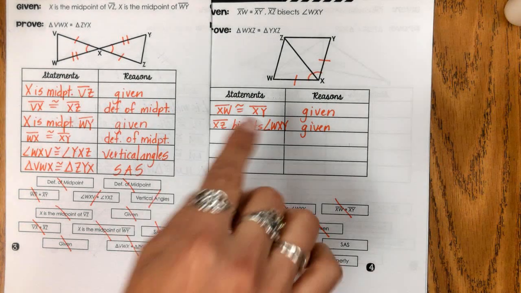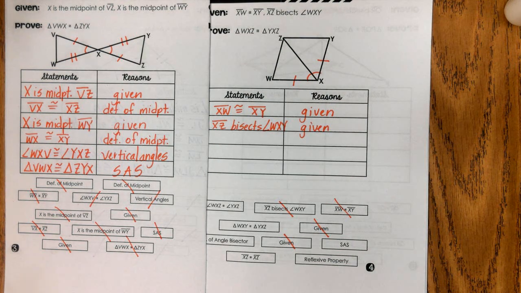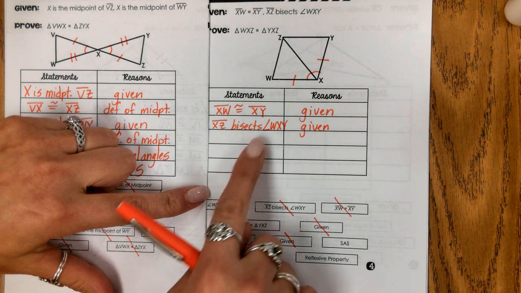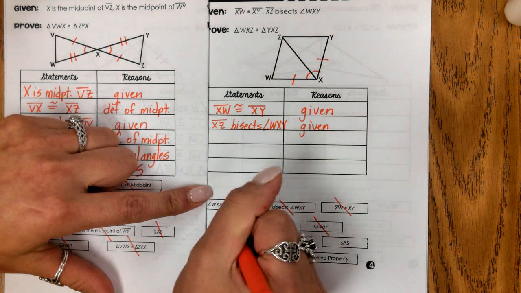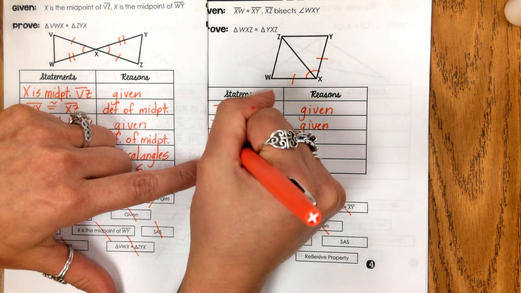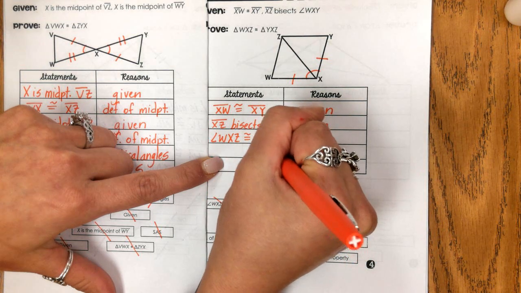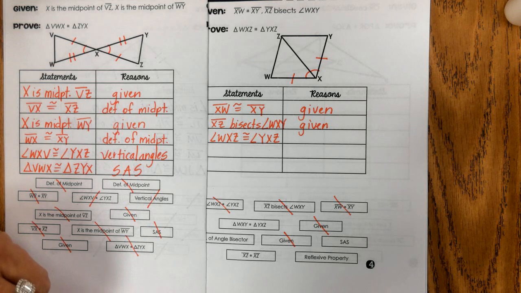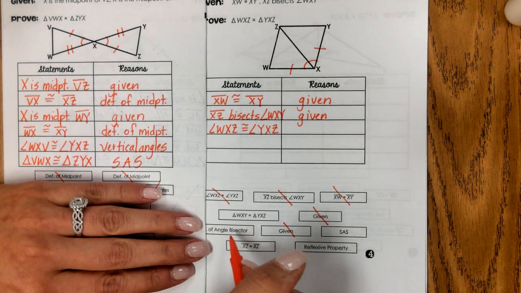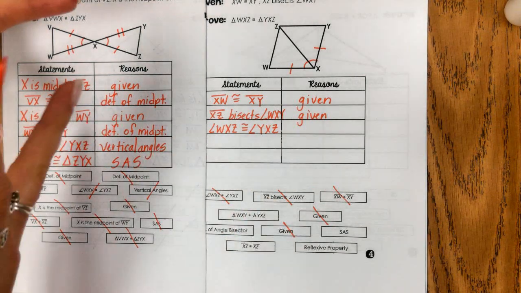Because that is given, you can then conclude that these two angles are congruent. So that would be this statement here, WXZ is congruent to YXZ. And that would be the reason of definition of the angle bisector. An angle bisector cuts an angle in half.